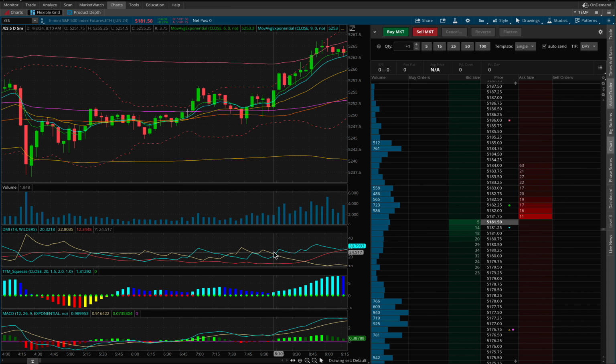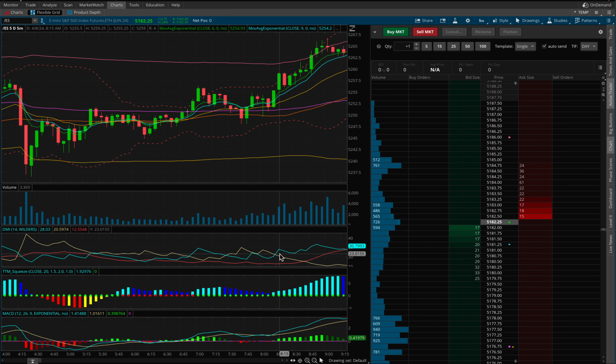Okay. And then if we go to the next bar, all of a sudden everything agrees again. So the blue number is now bigger than the yellow number. The pressure on the TTM squeeze is positive, and the momentum on the MACD is positive. So we do this exact same thing again.